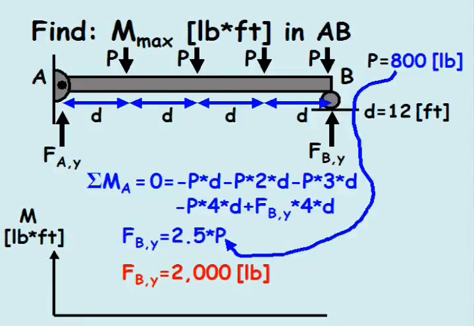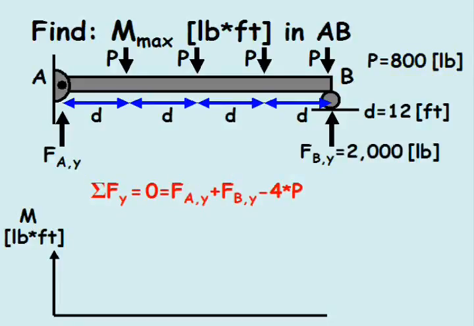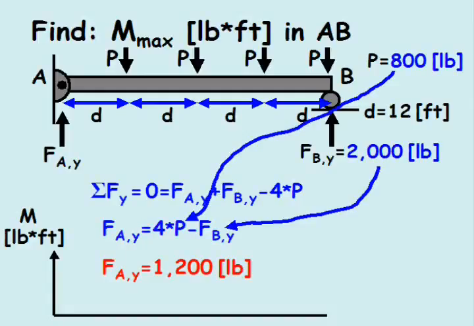The vertical reaction force at joint A can be determined by summing the forces in the vertical direction, setting the value equal to 0, and then solving for the vertical reaction at joint A, which is the sum of the loads minus the vertical reaction force at joint B, or 1,200 pounds.